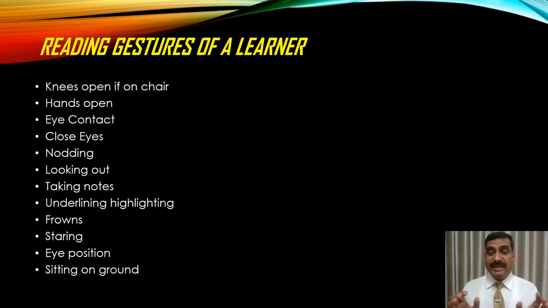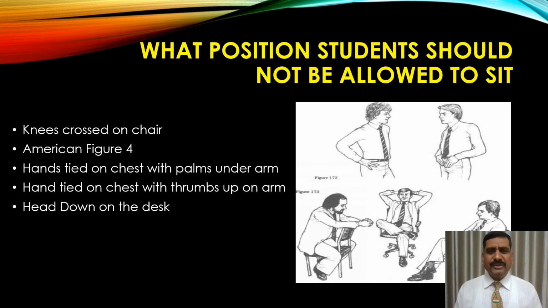Taking notes, underlining, highlighting, frowning, staring, eye position, sitting on the ground, all these gestures and postures indicate whether the student is paying attention to you or not. What positions should a student not be allowed to sit in, to ensure that he learns 100% of what you teach? First, don't allow students to sit with knees crossed on the bench or the chair. Second, don't allow them to sit in the American figure-four.